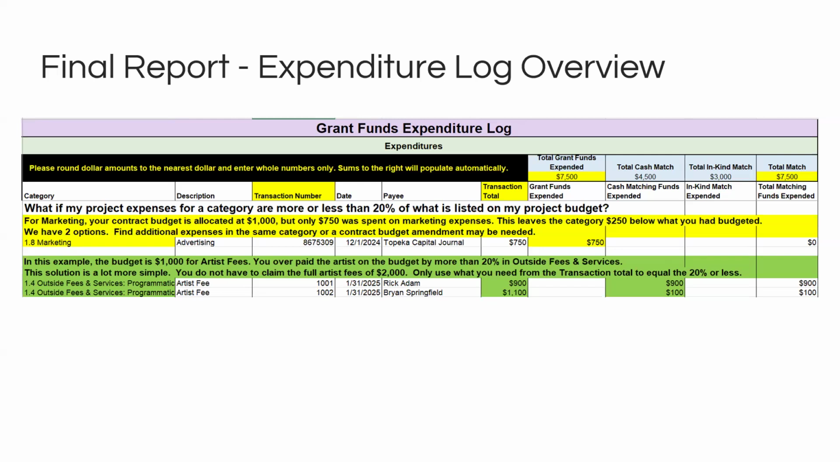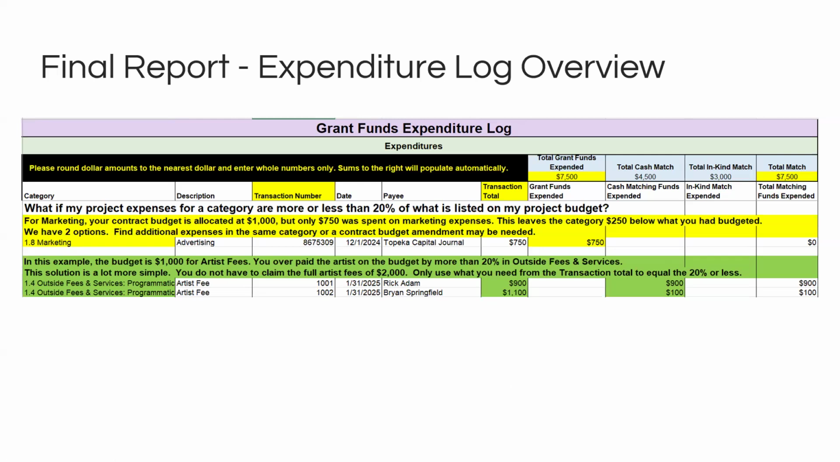For expenditures that are more than 20%, the solution is simpler to resolve. Here, you listed the contract budget $1,000 for artist fees. In this case, another artist was added to your event and charged you an additional $1,100. So your artist fees ended up being $2,000 actual total dollars spent. So you're $1,000 over what you stated in your contract budget. This puts you 20% outside fees and services.